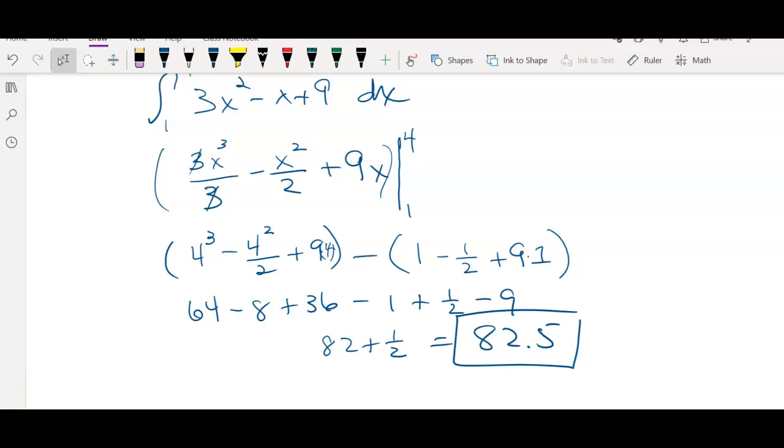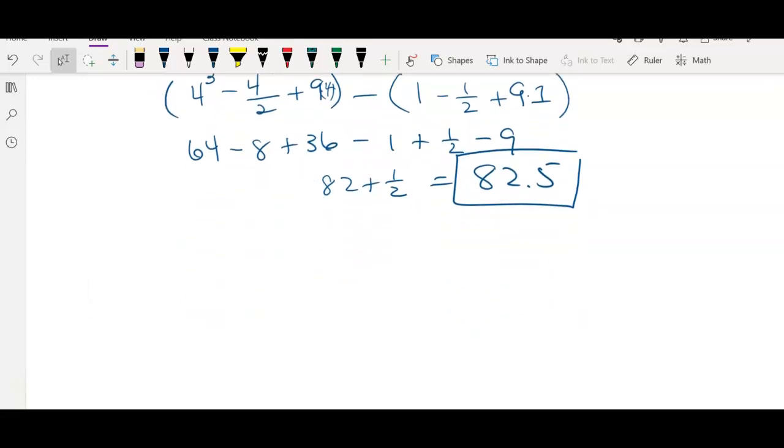I won't jump to trig functions. Let's do radical. Get your calculators out. And let's do from 4 to 16.